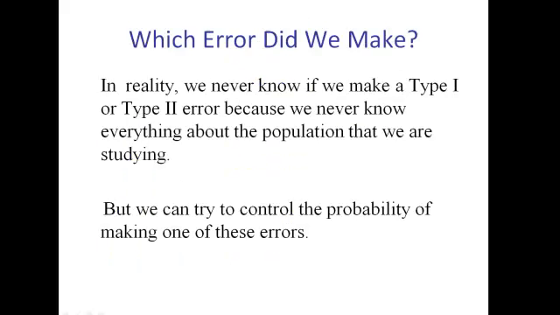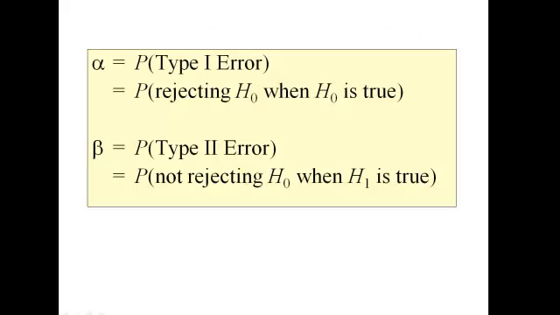So, how do we know if we've made an error? Well, in general, we never know. And the reason for this is that, generally speaking, we never know everything about the population that we're studying. But what we can try to do is to control the probability of making an error. And so we can actually think about the probability of each of these kinds of errors. We'll denote the probability of a type 1 error as alpha, and we denote the probability of a type 2 error as the Greek letter beta.